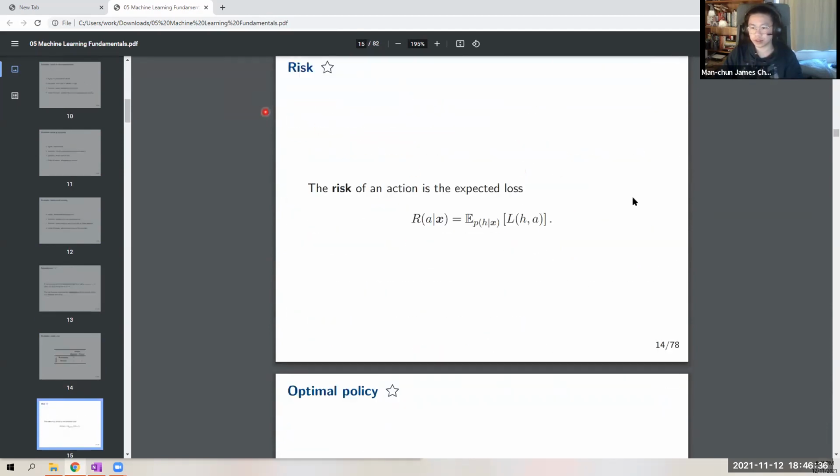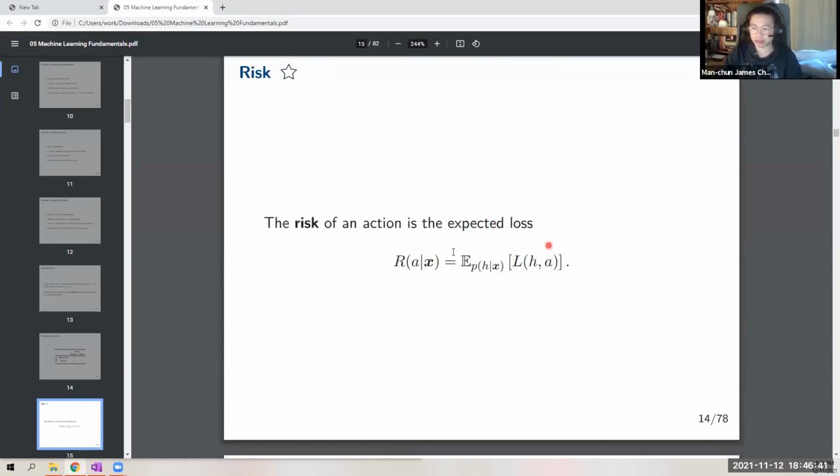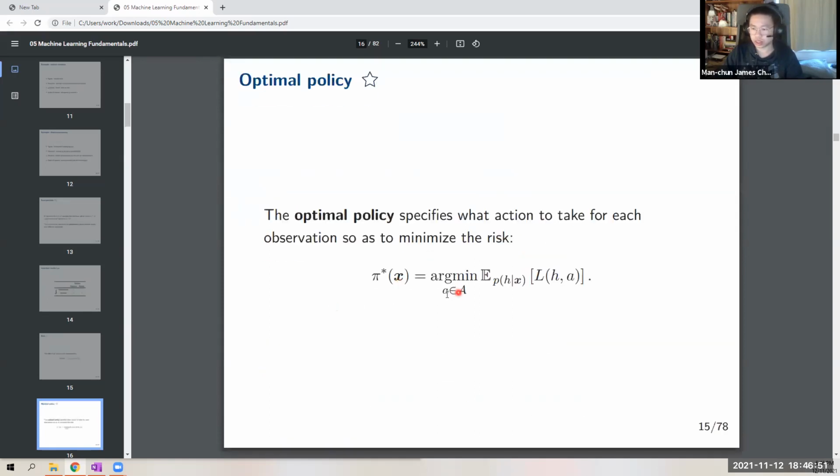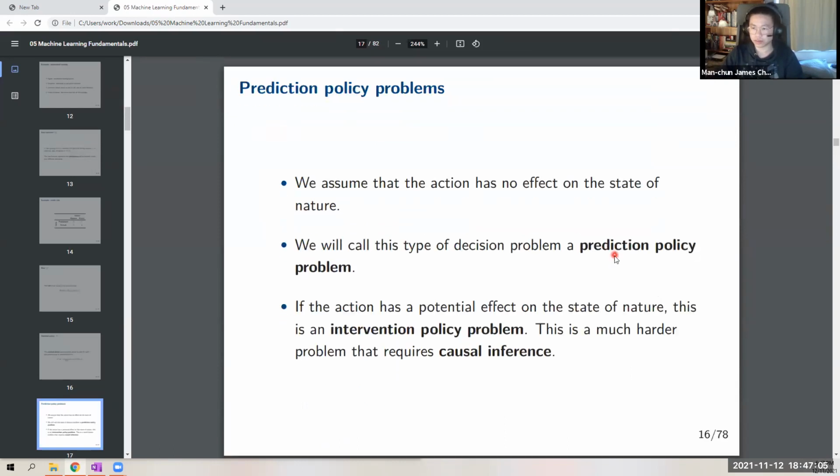Okay, so here we have this risk, and the risk is basically the expected loss. The expected value of the loss between the y variable and a, which is your action. What you want to do is find the action or the policy such that it minimizes the expected loss. This is the expected risk. We want to minimize the expected risk.